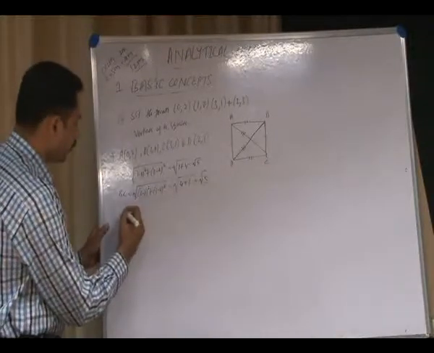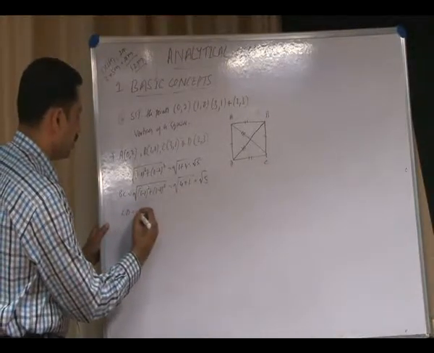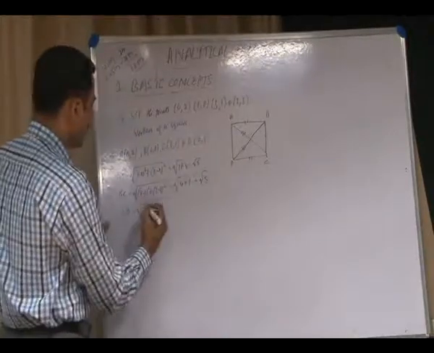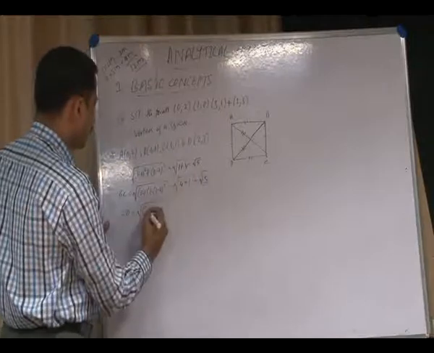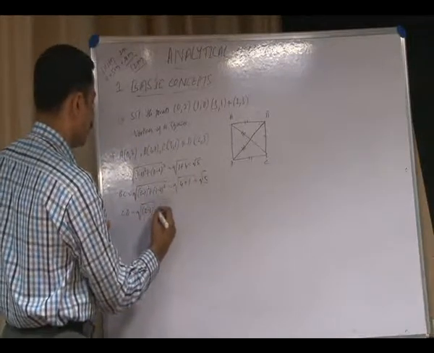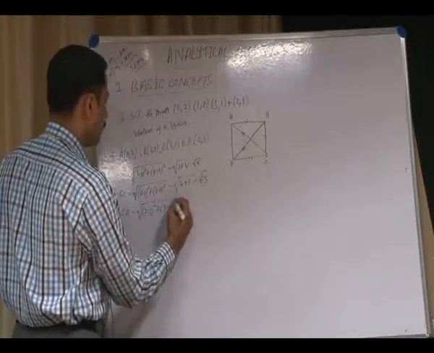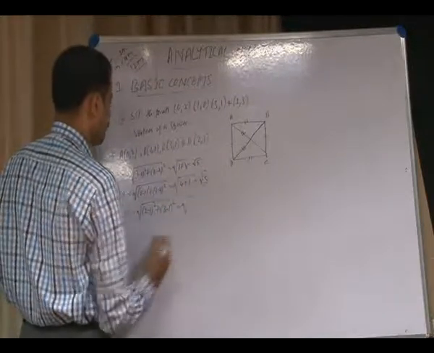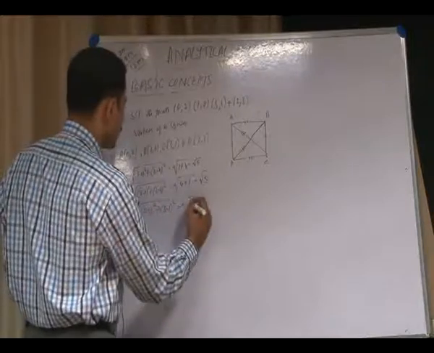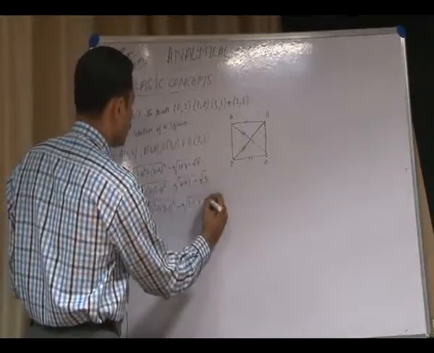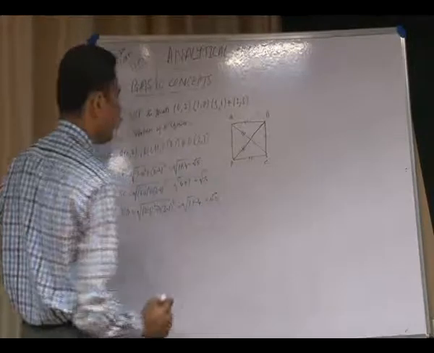Then the third side CD is equal to the square root of (x2 minus x1), (2 minus 3) whole square, plus (y2 minus y1), that is (3 minus 1) whole square. So, the square root of 2 minus 3 is minus 1, square is 1, plus 3 minus 1 is 2, 2 square is 4, that is equal to the square root of 5.